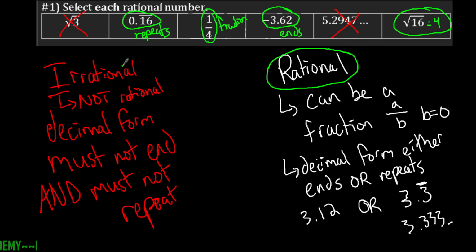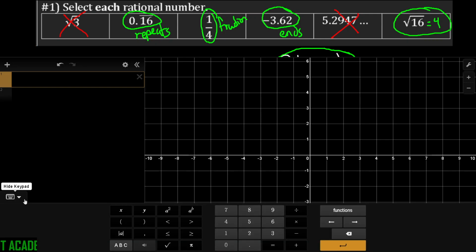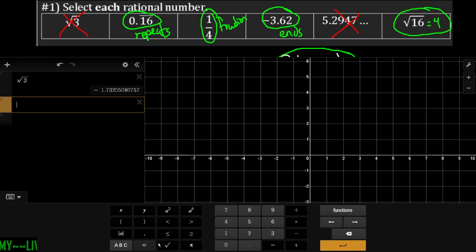Again, if you need to pull up that Desmos calculator, give me 1 second while I have that up. There we go. So if you're looking to do that square root of 3, make sure in the bottom left you click that keypad button. The square root button is right here. Say square root of 3. And I look at this decimal, notice how it keeps going and there's no end or repeating value to it. However, if I do square root of 16, notice how it's just equal to 4, and so that one's good.